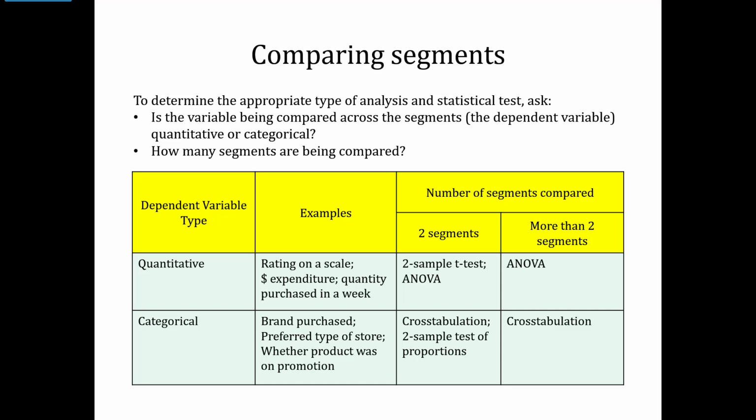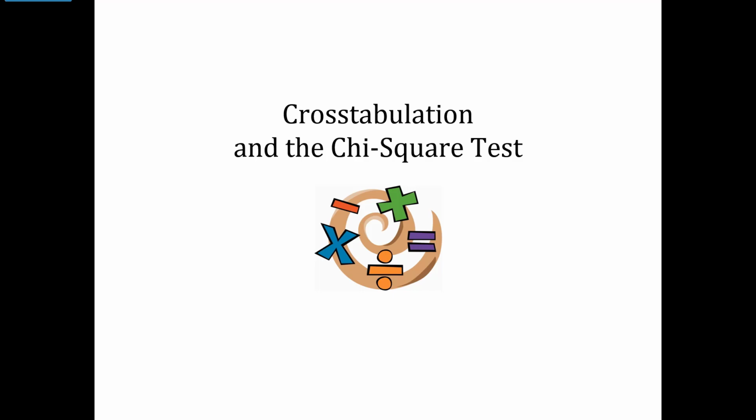If we have two segments, we can also run a two-sample test of proportions. However, we will not be covering this test here, as a crosstab can be used instead and will give us the same results. Let's take a deep dive into how to conduct a statistical test for a crosstab.